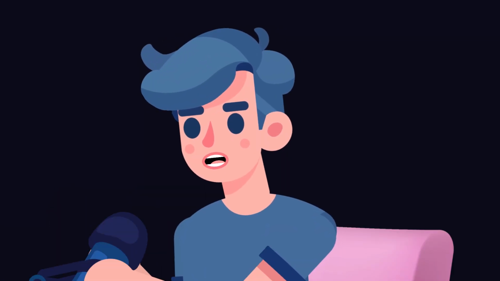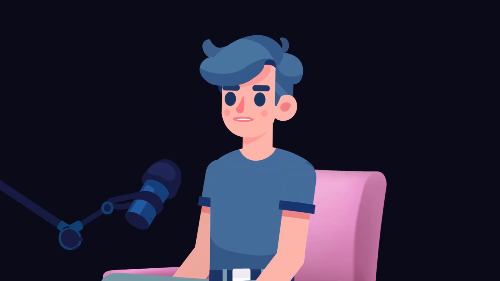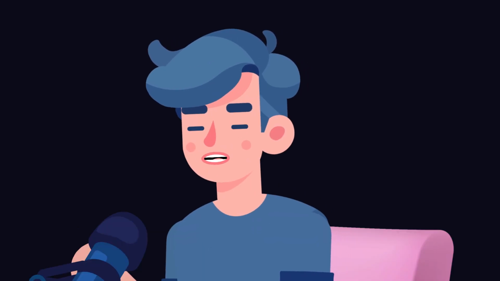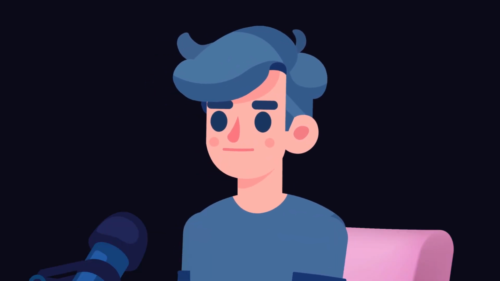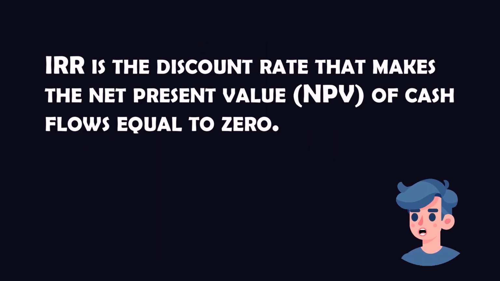Today, we're going to meticulously explore this vital financial metric, covering examples, answering common questions, and providing detailed data analysis. So, buckle up. First, let's define what internal rate of return is. The IRR is the discount rate that makes the net present value, NPV, of cash flows from an investment equal to zero. It's essentially the break-even rate of return for an investment.